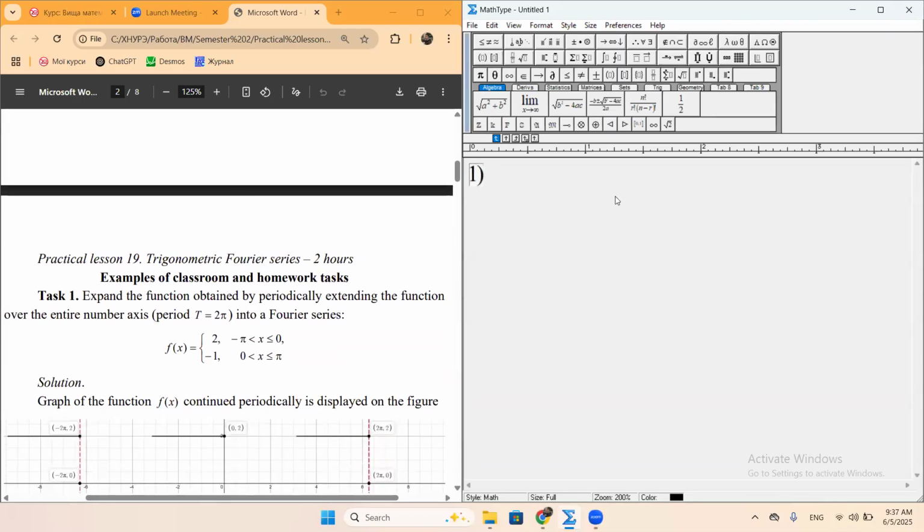So we will have to expand the following function into Fourier series. So the expression for the function is the following, and this function is given piecewise. So if x is from minus p to 0, it has value 2, and from 0 to p it has value -1.